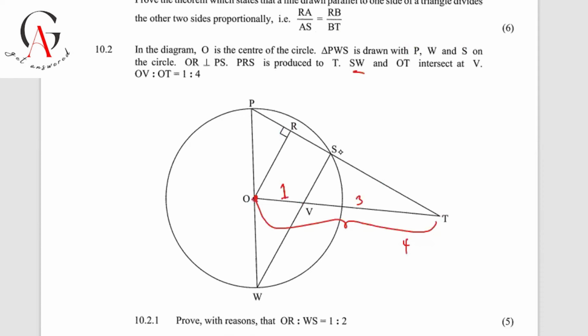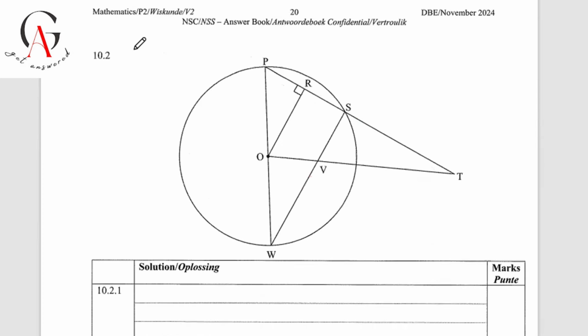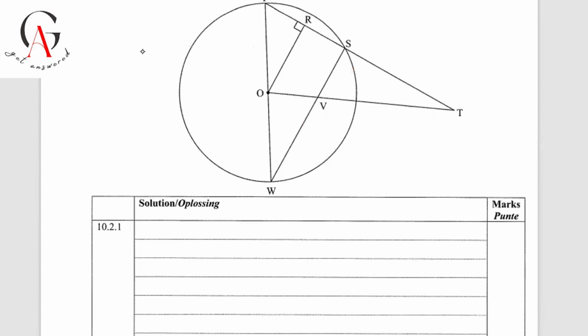Now, this question is, in other words, asking us to prove the midpoint theorem. For us to prove the midpoint theorem, we just need to make sure that this line is parallel to that one. That's the hint. We can prove that. The rest will be history. Okay. So what I'm going to do, I'm going to say that PSW is going to be 90 degrees. Reason, angle in a semicircle. Okay, so that is a 90.